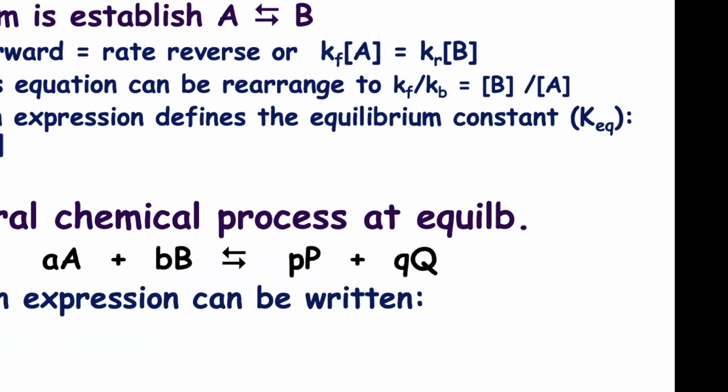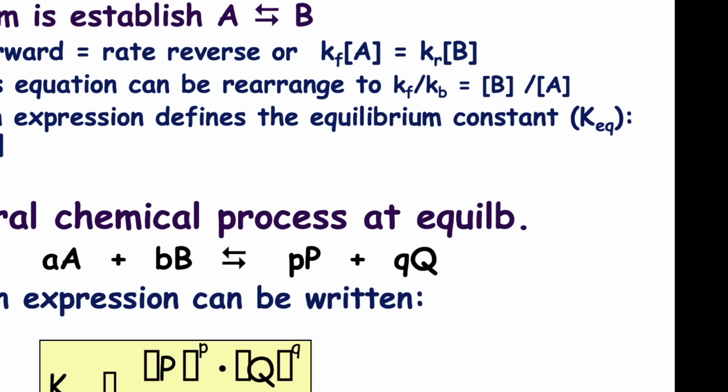Okay, so let's take a look at the generic reaction: A plus B going to P plus Q. It could easily be a reaction in which N2 plus H2 goes to NH3. When you balance this reaction, the small letters a, b, p, and q are the coefficients of that balanced reaction. Why is that important? Because you can get an expression for K equilibrium, which I said was the efficiency of this reaction.